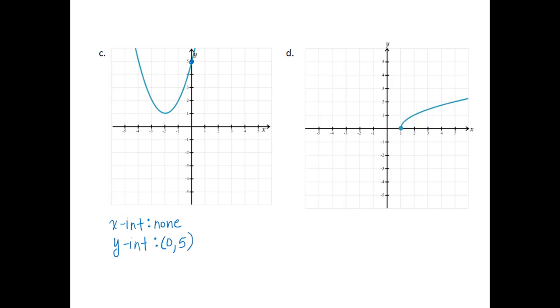In part D, we have this half parabola that's opening to the right, and it is at the x-axis at 1, but notice that it doesn't cross the y-axis. So we say that the x-intercept is this point 1, 0, and there is no y-intercept.